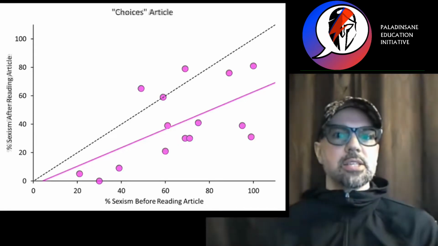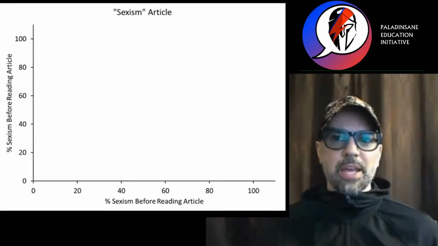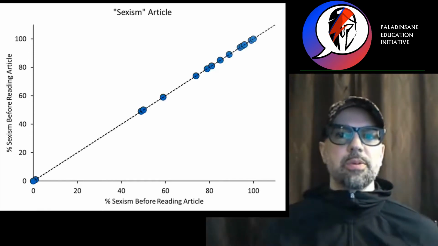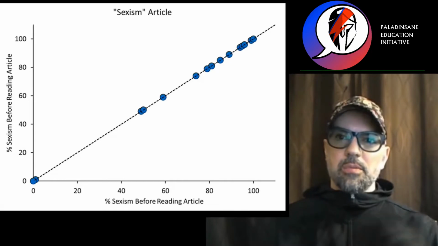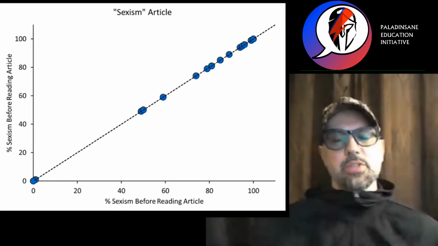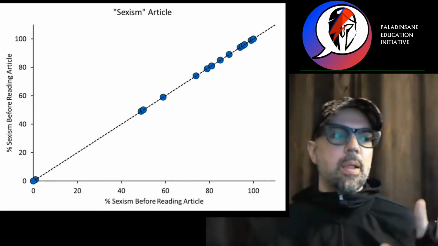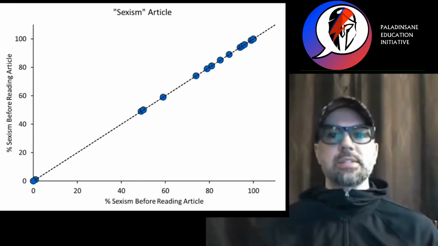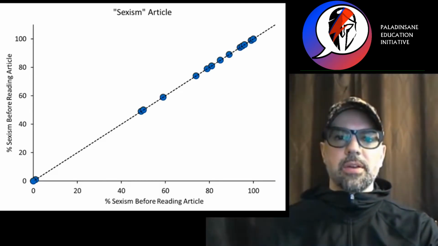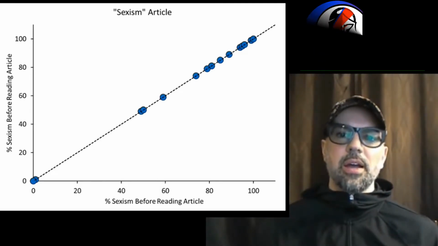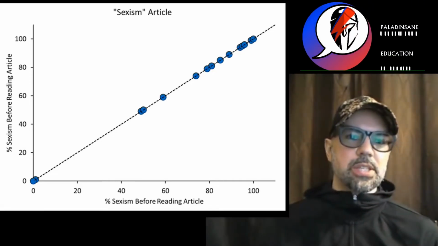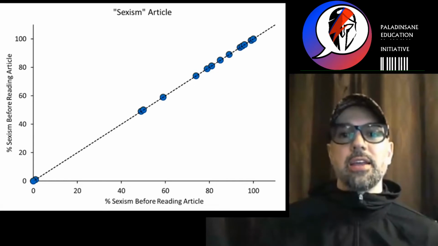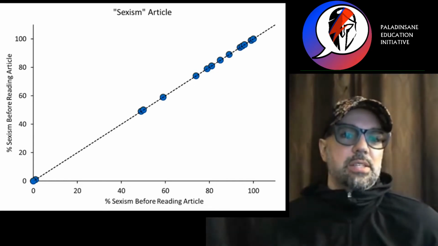So what about the sexism article? Same thing as before. We asked students before reading the sexism article, the article that provided evidence that the pay gap is due to sexism in the workforce, what is your belief? What is the percent of the pay gap that is due to sexism? And as you can see from the results here, we again have a wide variety, actually a wider variety than in the previous sample.